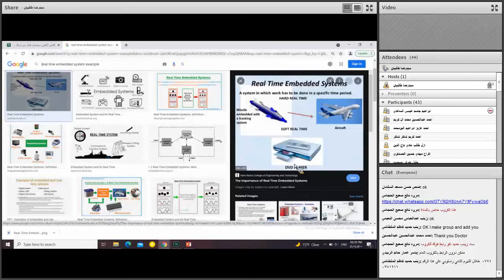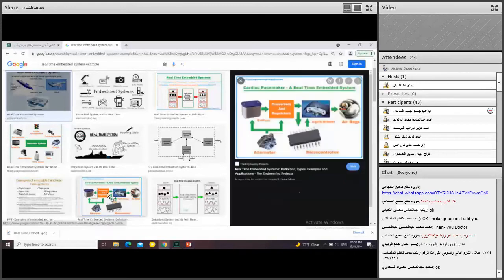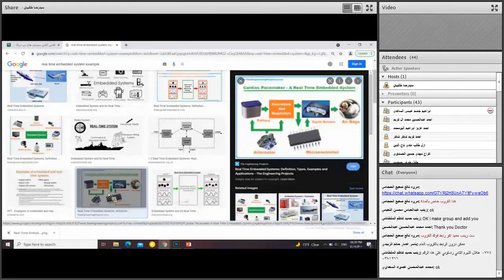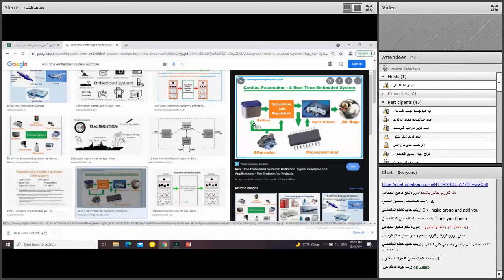For example, DVD. Another example is here: cardiac pacemaker. A pacemaker is very important for heart rate or for heart attack. Really, a real-time embedded system. A battery and pacemaker for patients that have a problem with their heart, and it must be done very soon.